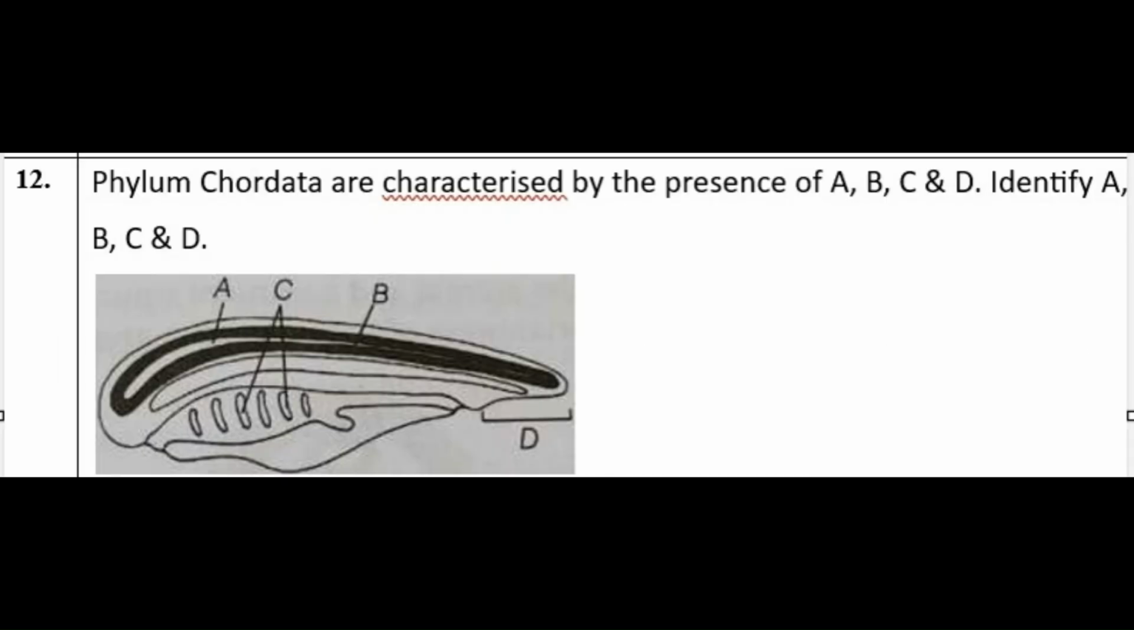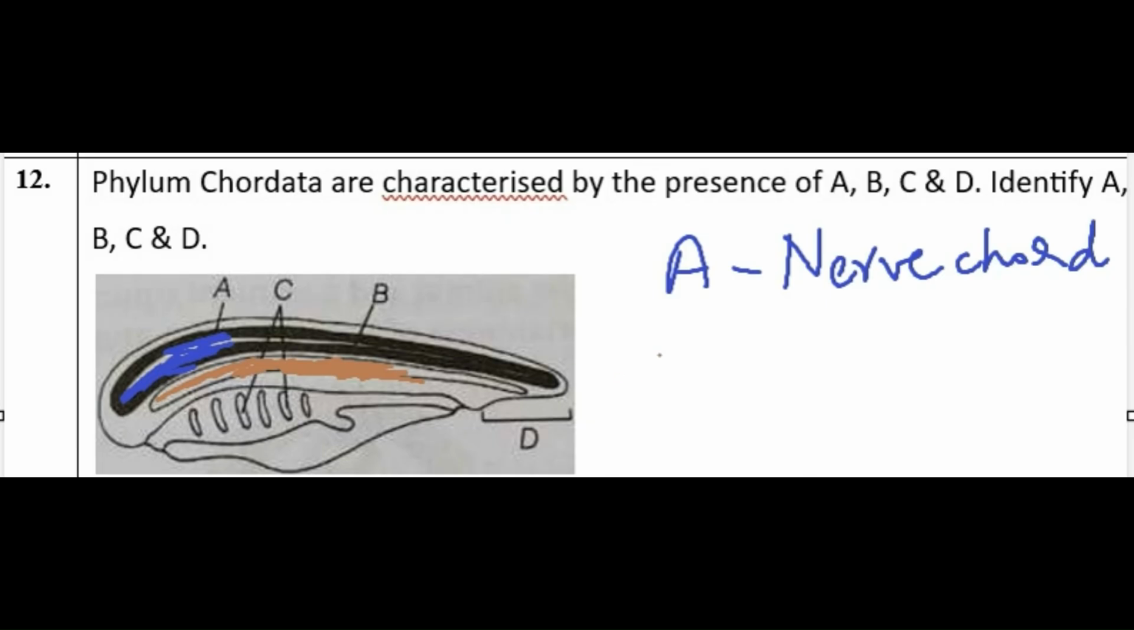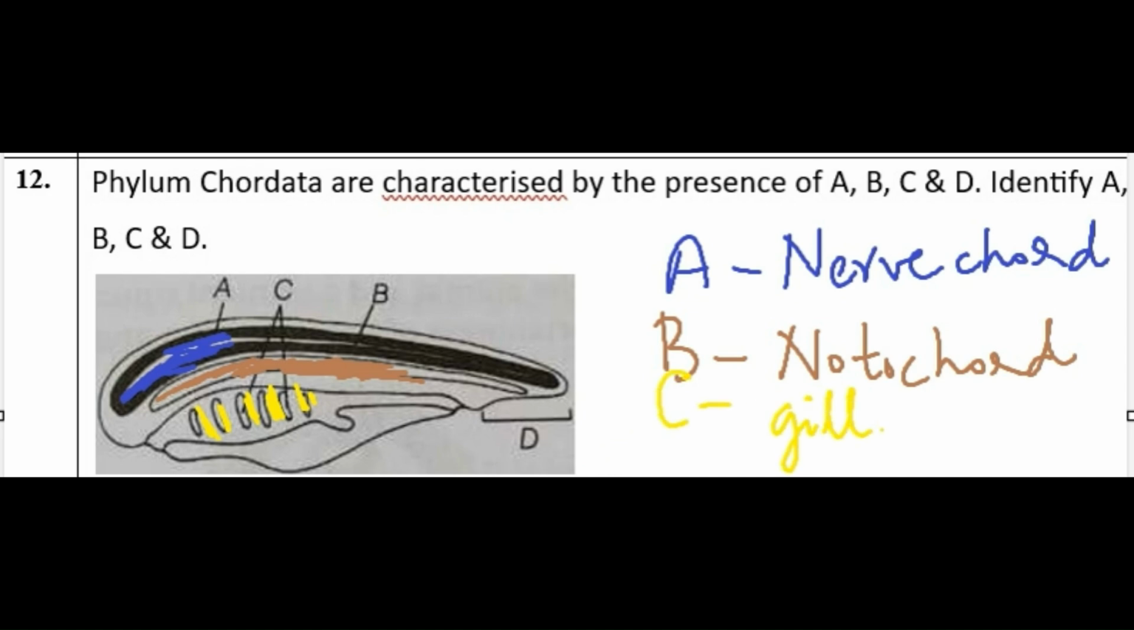Question number 12. Phylum Chordata are characterized by the presence of A, B, C, and D. Identify A, B, C, and D. So here, what is given as A? A is nerve cord. B is notochord. C, these are all gill slits. So C will be gill slits.